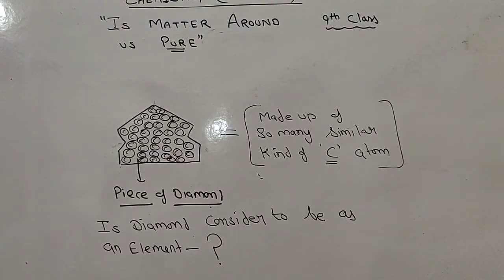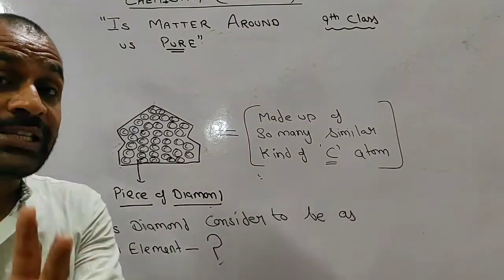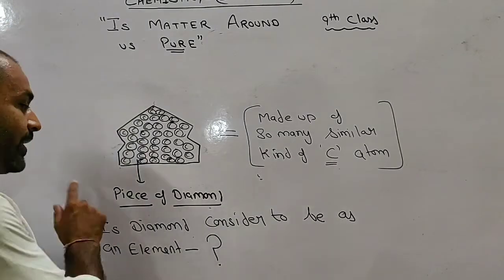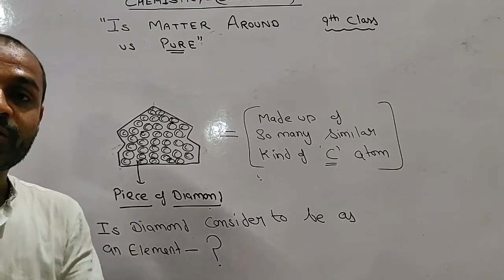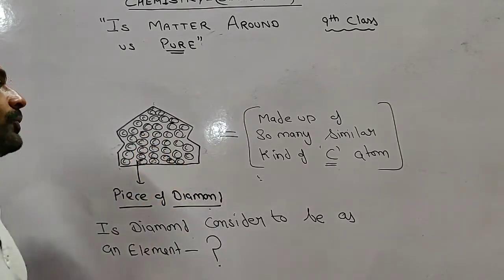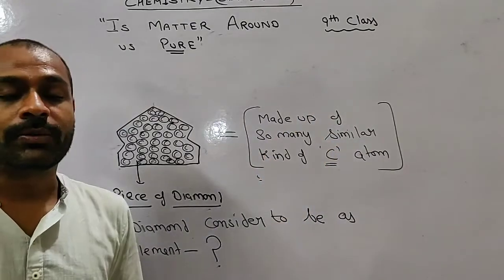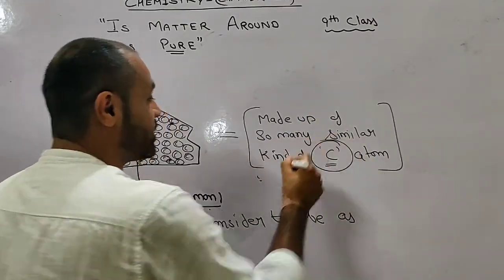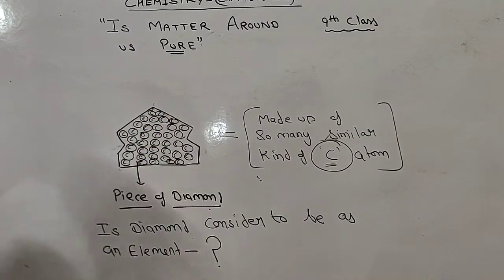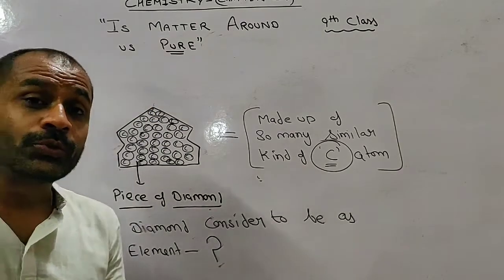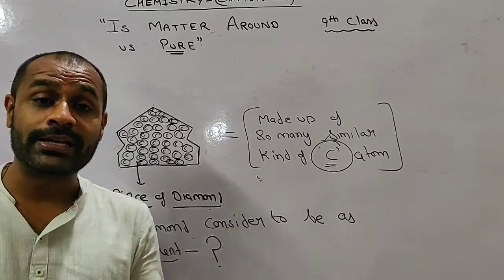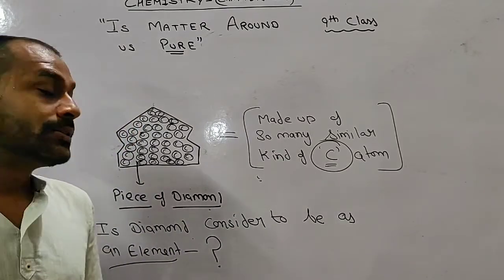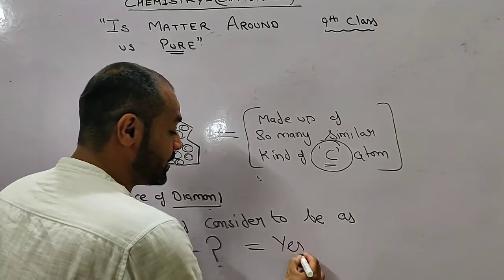Now take another example, a piece of diamond. Just imagine this is a piece of diamond which is made up of so many similar carbon atoms. All atoms are the same, of carbon. I arranged the carbon atoms in such a way. So my question to you is, is diamond considered to be an element? The answer is yes, it is an element.